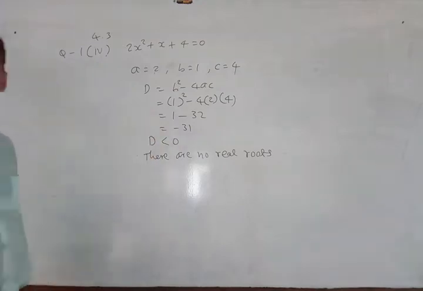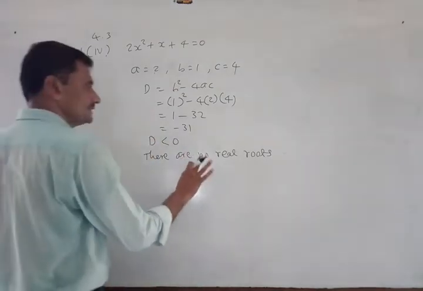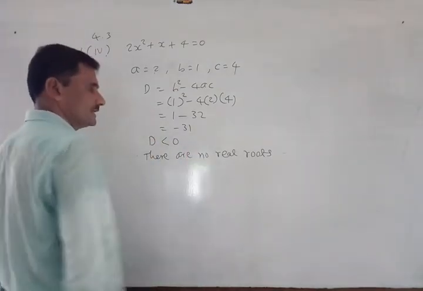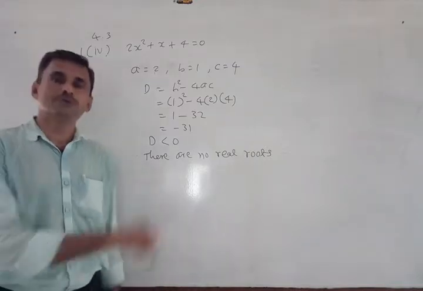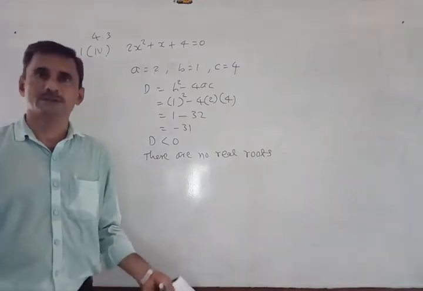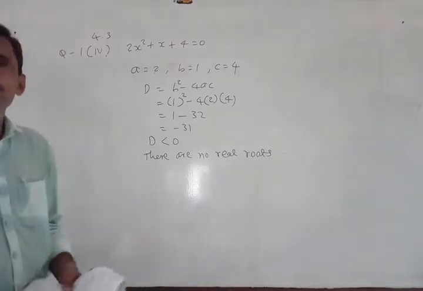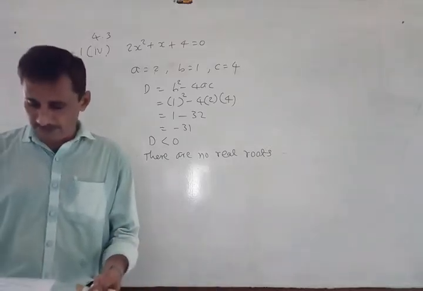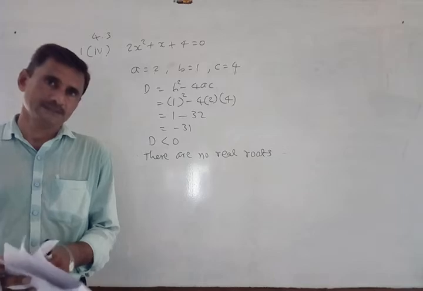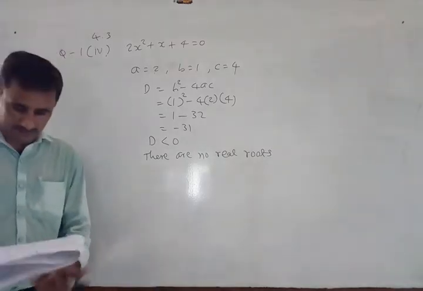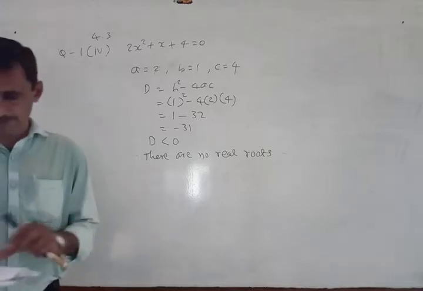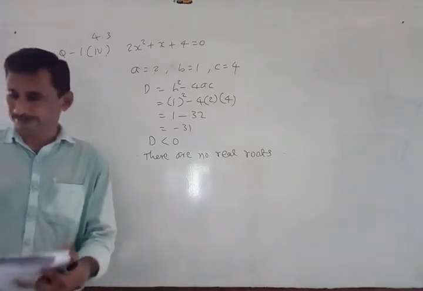So all types of cases are included. In first and second, distinct roots. In the third one, identical roots. In the fourth one, no roots. Understand? So in a single question, we practice both methods. Now look at number 2, main question number 2.